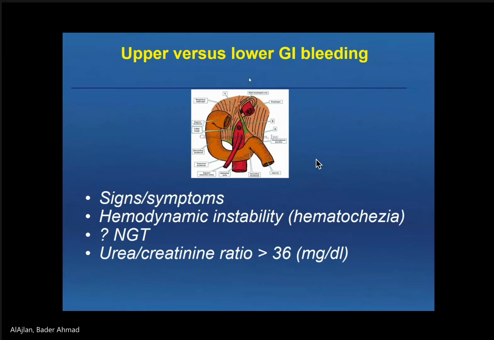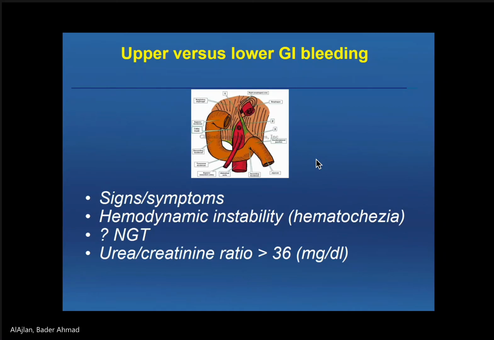So how do we know upper versus lower? History and clinical examination help you a lot to gather all the information to support your theories if it's upper or lower. But we classify upper versus lower based on the ligament of Treitz. Anything below the ligament of Treitz, we consider lower. If it's above the ligament of Treitz, it's an upper GI bleed.